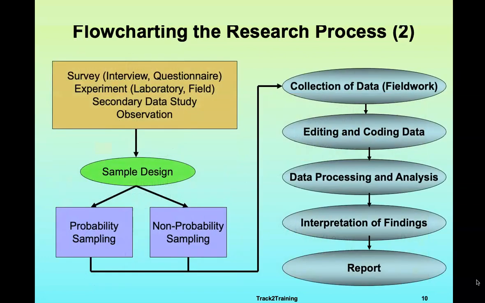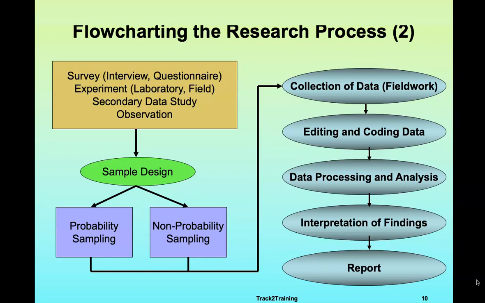The flowchart of the research process also continues with survey, interview, questionnaire, through which we collect the data. Then we have to design the sample. There can be probability sampling or non-probability sampling, and then the collection of data, that is the field work, has to be done, and then editing and coding of the data in software like SPSS, Excel, GIS and other software can be used.